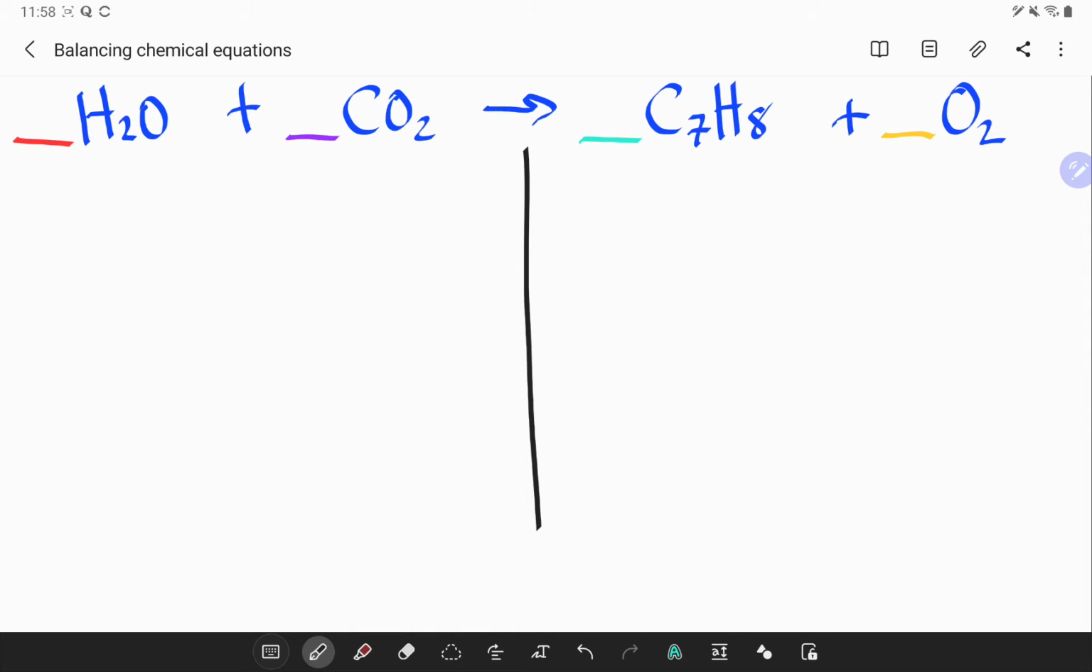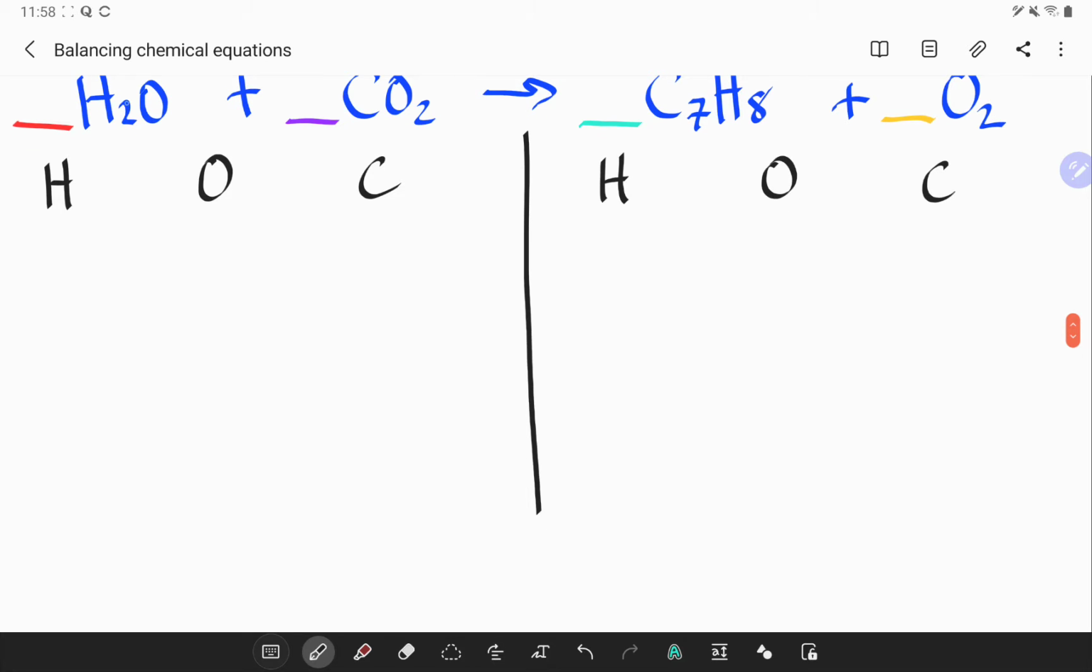All right, now that we're back, we are going to start setting this up. So here on the left side of the equation, I have hydrogen, oxygen, and carbon. And then on the right side, I'm going to have the same elements: hydrogen, oxygen, and carbon. Now we need to count how many of each element we have.